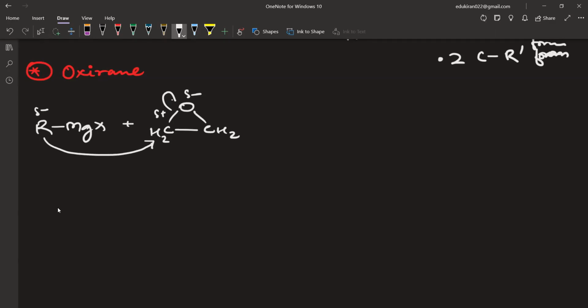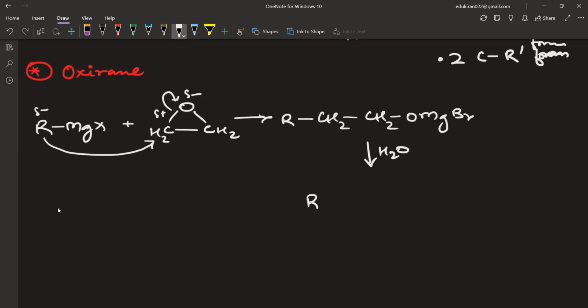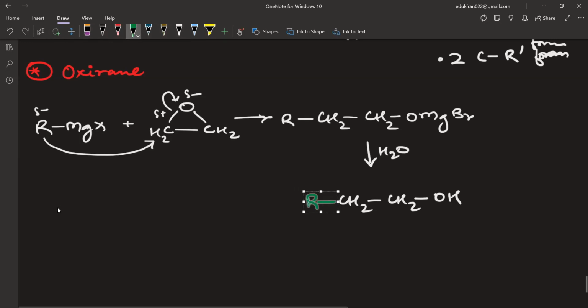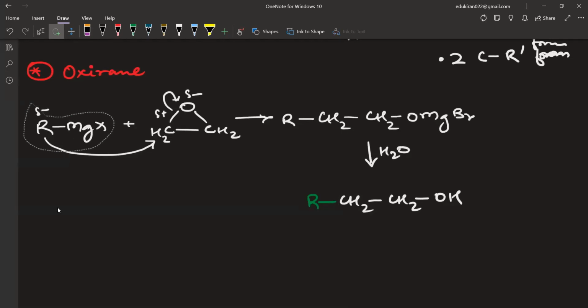And what is going to happen? This bond will break, and you will get R CH2 CH2 OMgBr. Then I hope you can see that already. If I add water here, I will get R CH2 CH2 OH. In this case, this R is coming from where? This R is coming from the Grignard reagent.